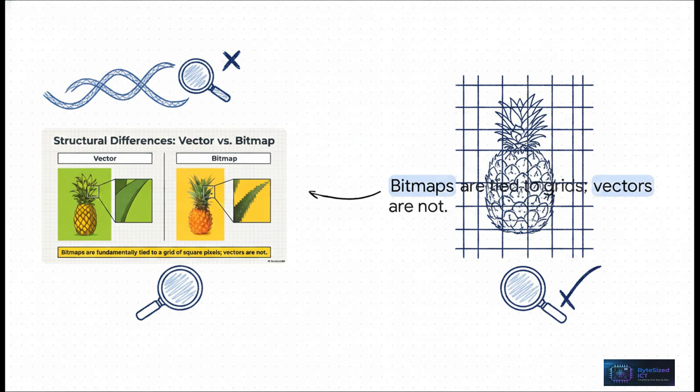Now, comparing these two types of graphics highlights the difference perfectly. If you zoom in on the vector pineapple's leaf on the left, you see these smooth mathematical paths. But on the bitmap pineapple on the right, well, the structure is totally exposed. You can clearly see that bitmaps are strictly tied to a grid of square pixels. There are actually no real curves in a bitmap, just squares pretending to be a curve.